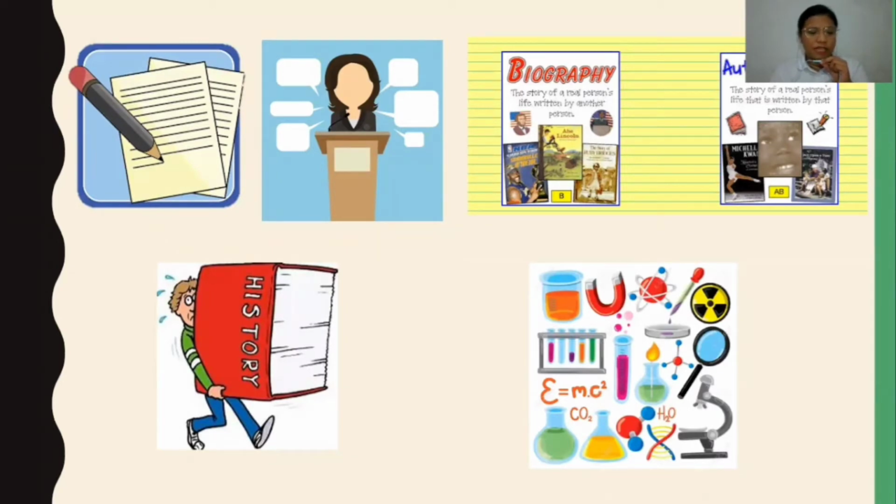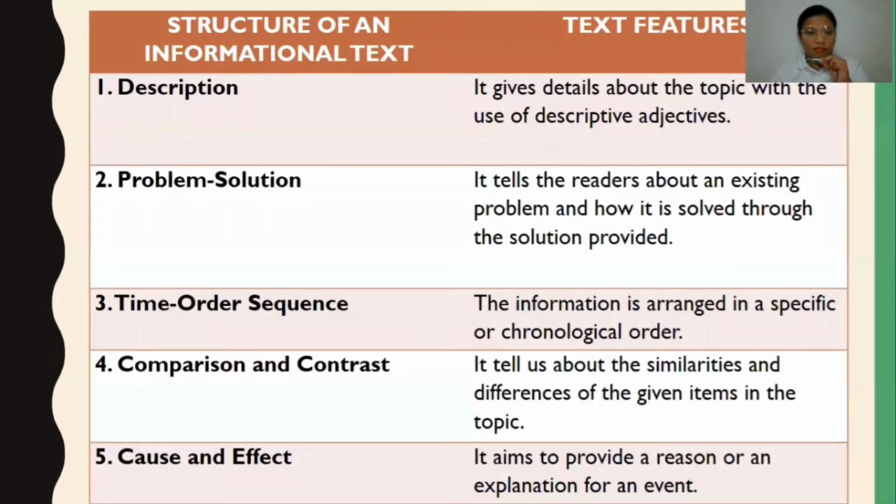Informational text varies its structure. The reader can further understand and relate to an informational text through its theme, description, illustrations, charts, maps, and diagrams. I have here the different types of structure of an informational text and their text pictures. So the first one is description. Its text feature is it gives details about the topic with the use of descriptive adjectives. The second one is problem solution. It tells the readers about an existing problem and how it is solved through the solution provided.